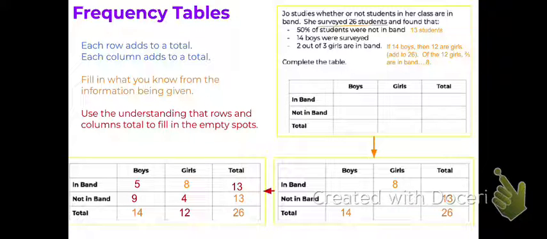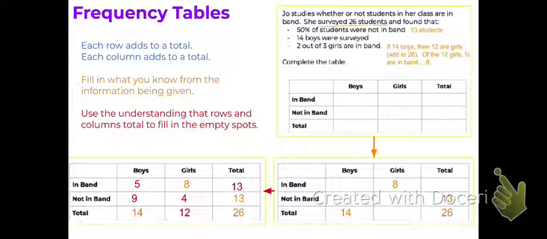It's important to know with frequency tables that rows add up to totals. So these two numbers add to this. And also columns total. So these add up to this total. These add up to this total. These add up to this total. If you know that, once you fill in some of the boxes, you can figure out the rest.